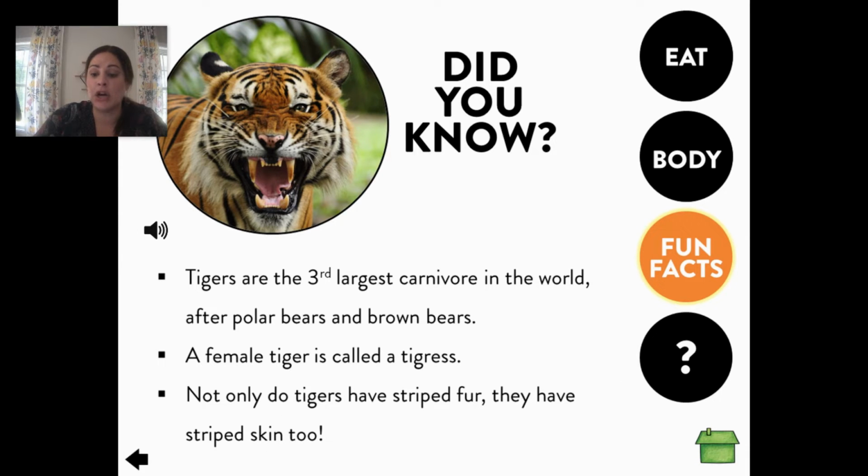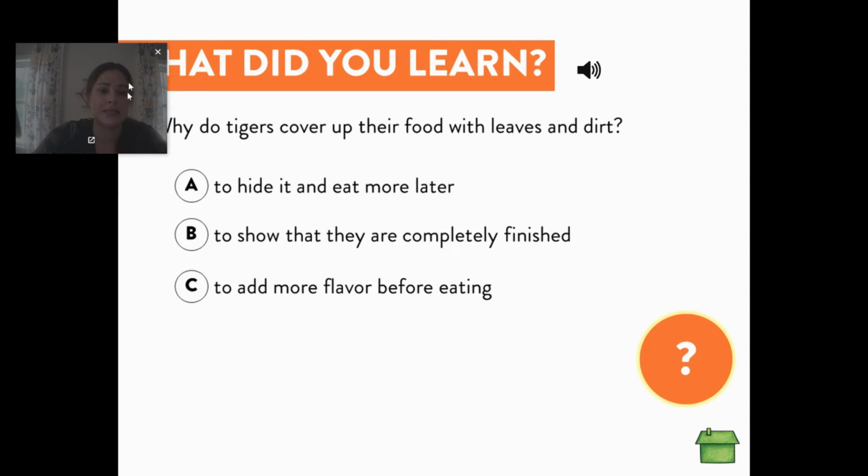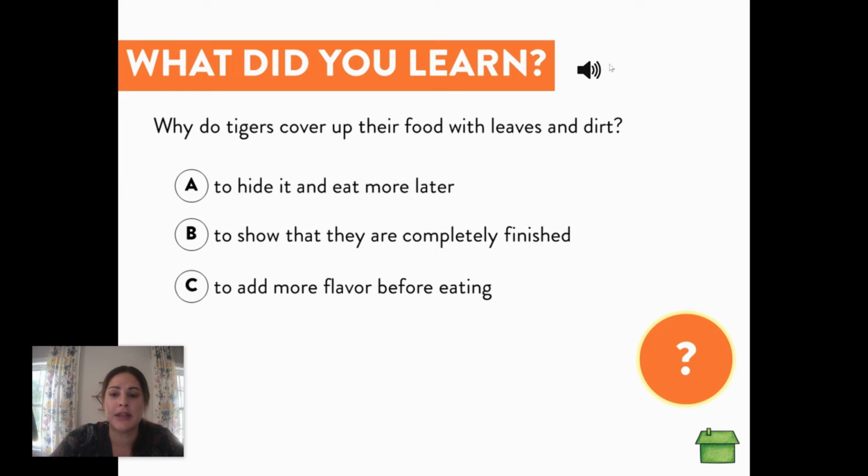At the end of reading all 4 pages, the intro page, eat, body, and fun facts, they can click this button here, which brings them to a quiz. It says, what did you learn? And this reads the question for them as well. Why do tigers cover up their food with leaves and dirt?